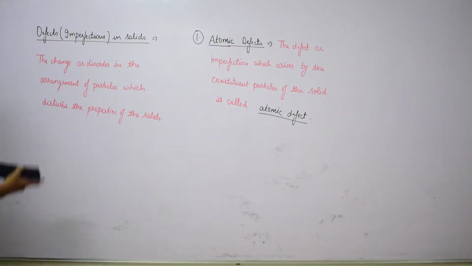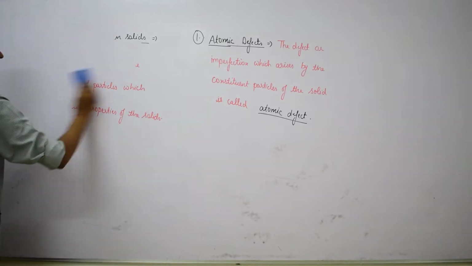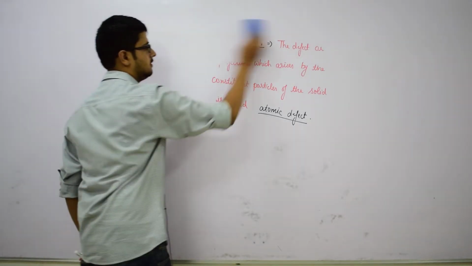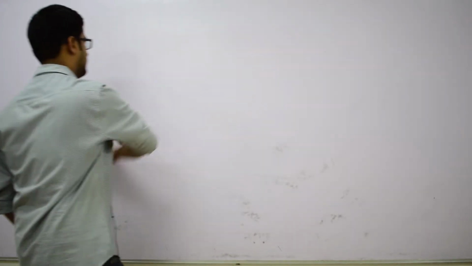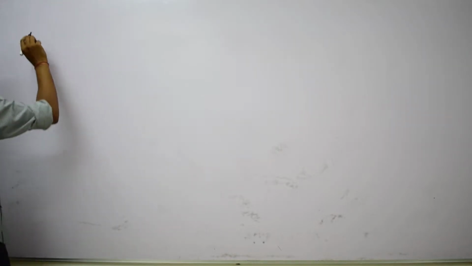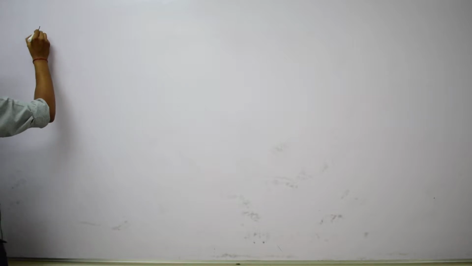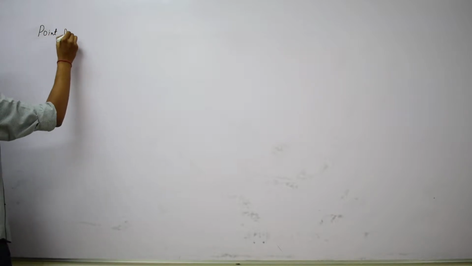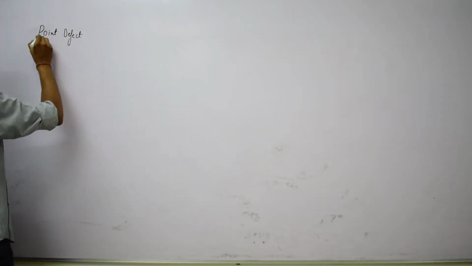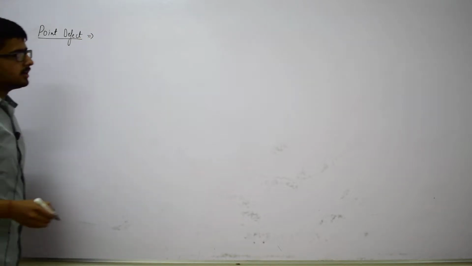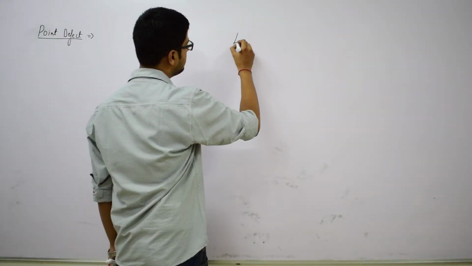Now, let us move forward. First one was atomic defect. Now, further in case of atomic defect, we have two further defects, that is point defect and the other one is lattice defect.